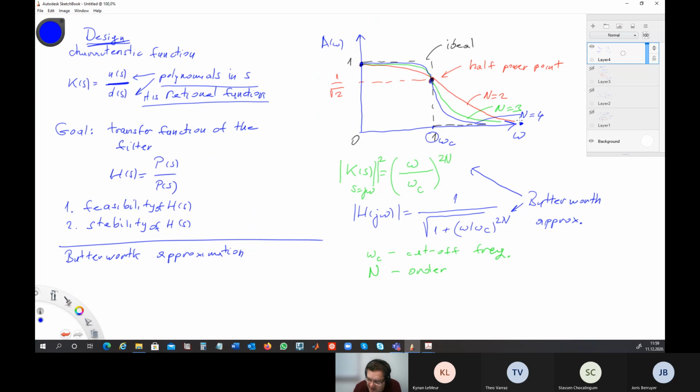And this Butterworth approximation is also called maximally flat. As you see, here it is a continuous function. It's flat. Okay, maximally flat is some mathematical term, but we will not speak about this.